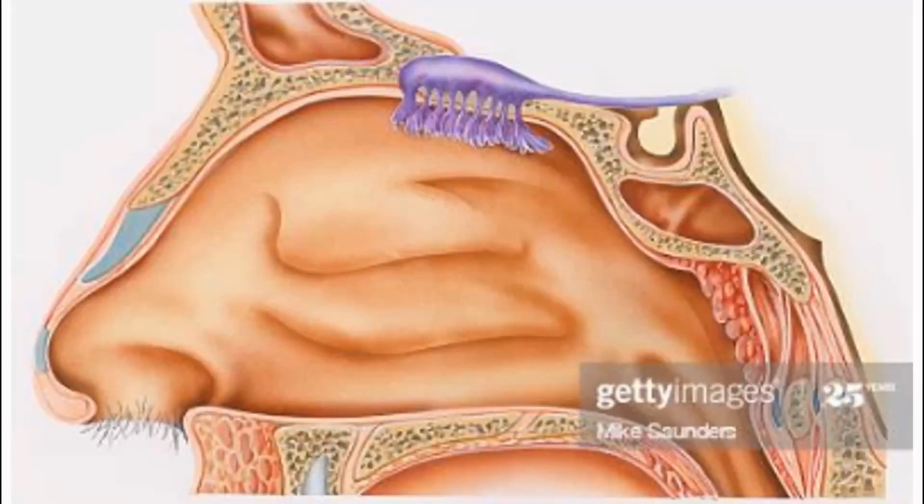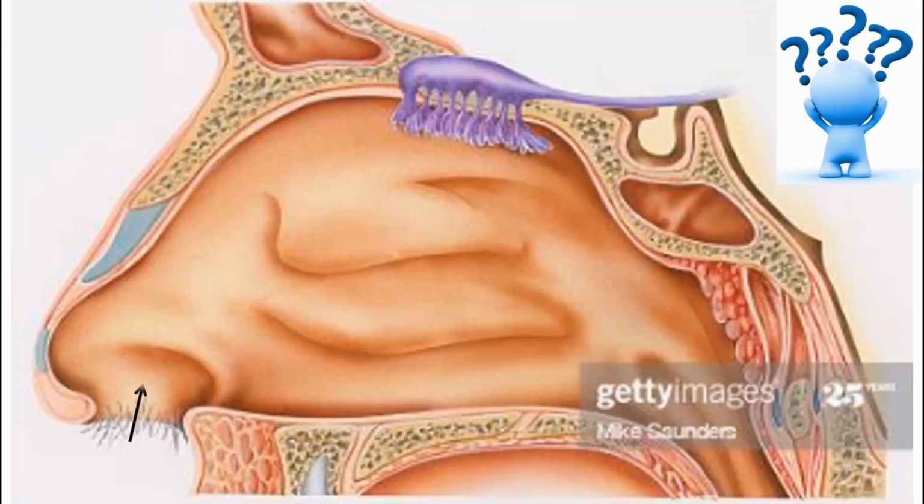This is a sagittal view showing the lateral wall of the nasal cavity. What is this part? The first part opening into the external nares and covered by the alar cartilage, and it has hair in the skin of this area, and this is called the vestibule.